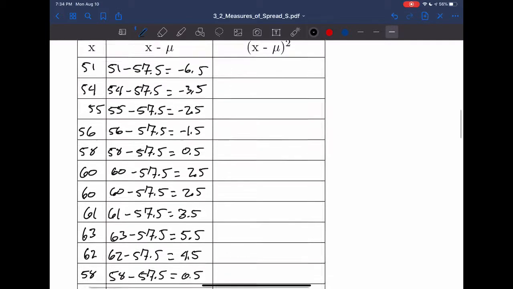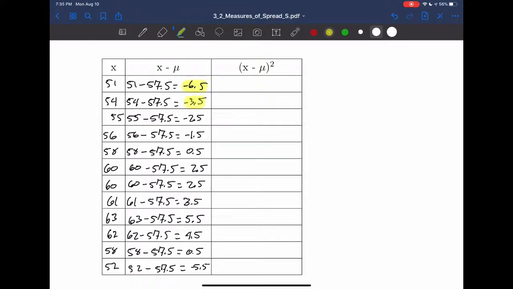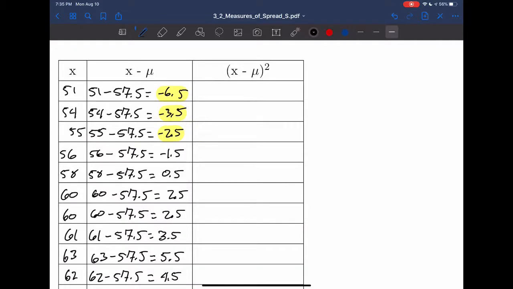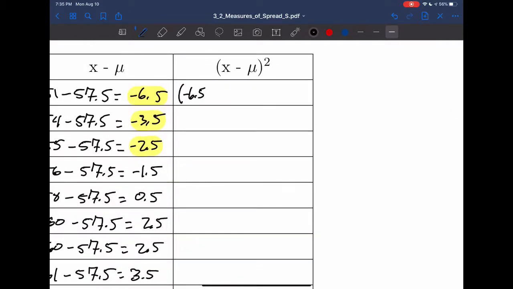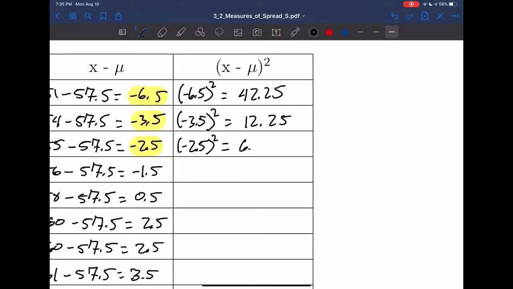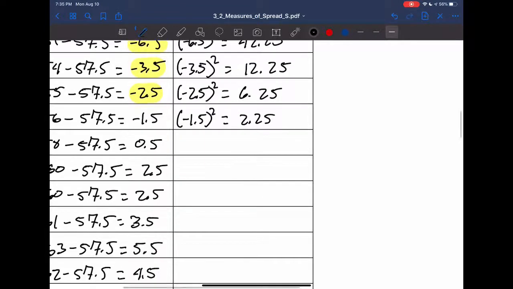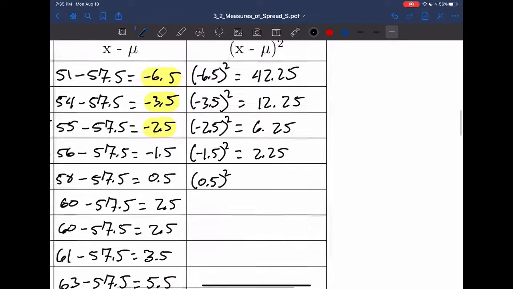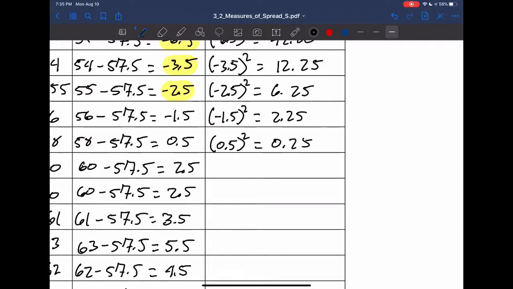Once we have all of our values for x minus mu, we want to square them, because in our formula, we have to take a summation of all of these values squared. So we take these values, negative 6.5, and just square them. Notice that all the negative values become positive once we square them. So this tells you that your variance will always be positive. So you keep this pattern going all the way through.